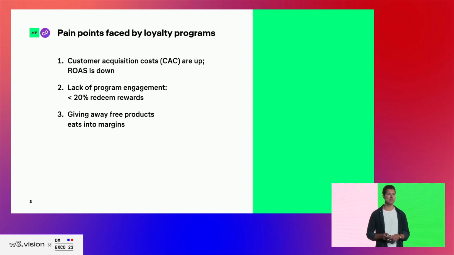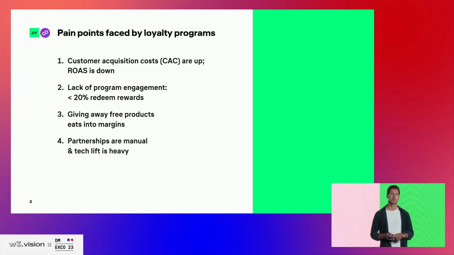Pain point number three is giving away free product, because in the end, every company looks at the bottom line. So if the value that you need to give to customers in loyalty programs comes from within, your bottom line is hurt, and you don't want that. Point number four, partnerships are manual, and the tech lift is quite heavy. What does it mean? If two brands want to collaborate on a loyalty program, let's say they're not on the same tech stack, it's pretty difficult to make a collaboration work. Another one is all the legal work involved, so that's a tricky one as well.